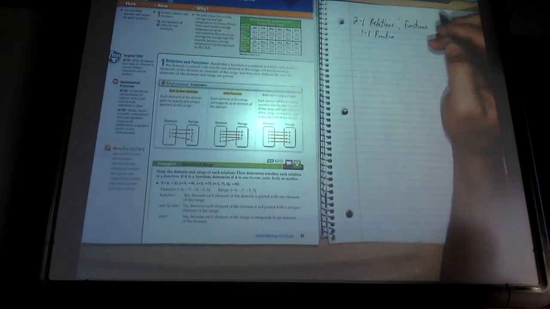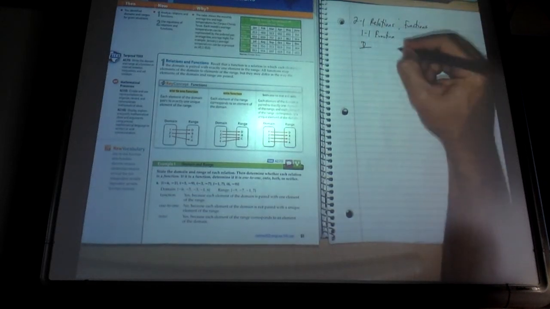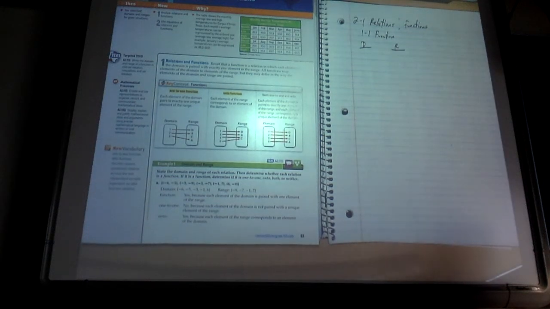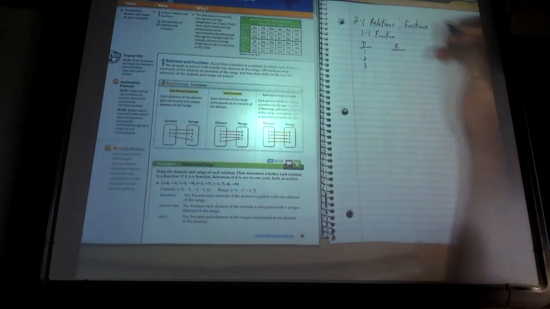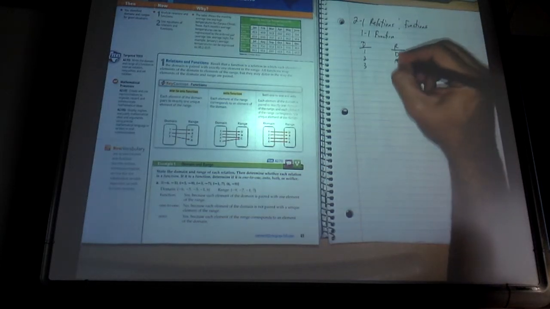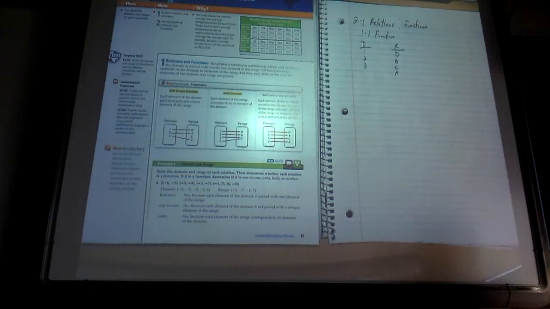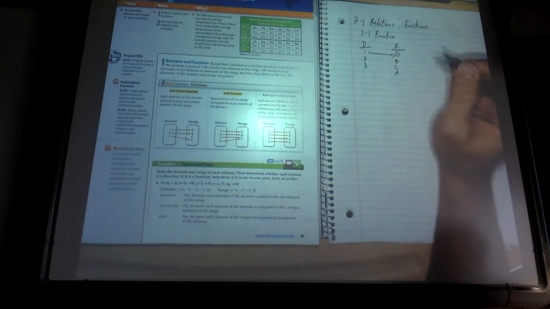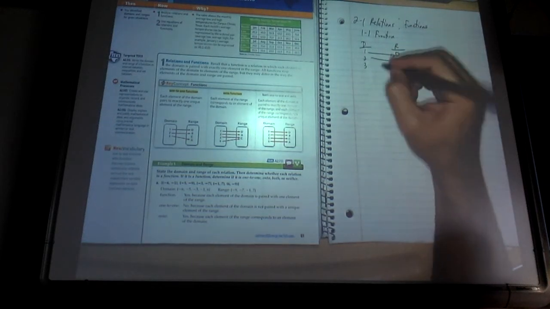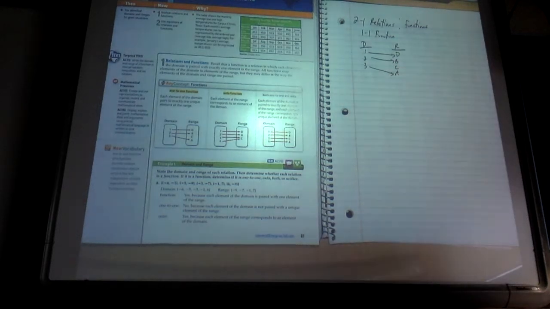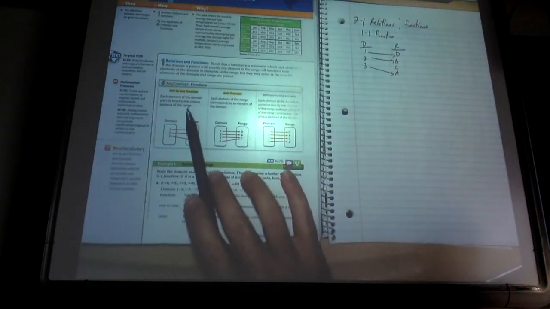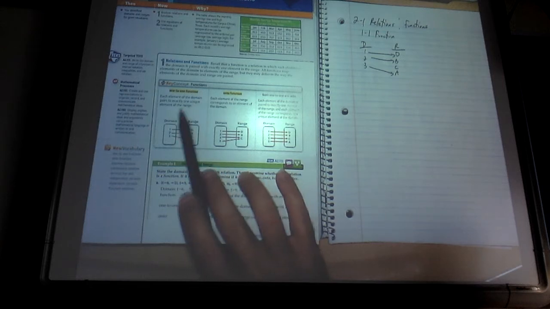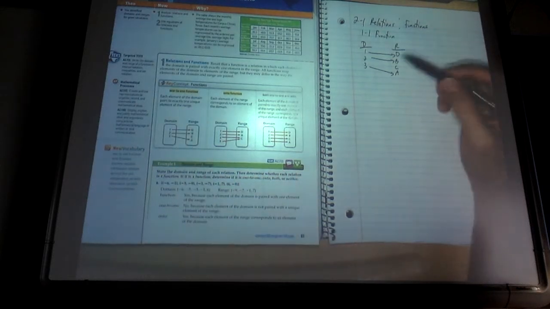When we're dealing with a one-to-one function and we look at the domain and the range, a one-to-one function is going to have the elements of the domain, so each one of these numbers, in this box. Let's say those numbers are 1, 2, and 3, and we've got this range of D, B, C, and A. This is just a mapping. 1's going to D, 2's going to B, and 3's going to A.